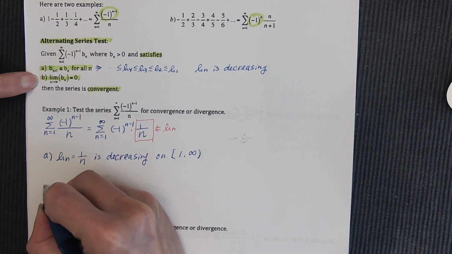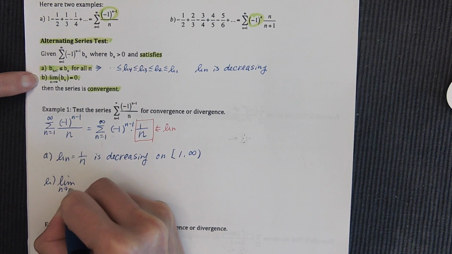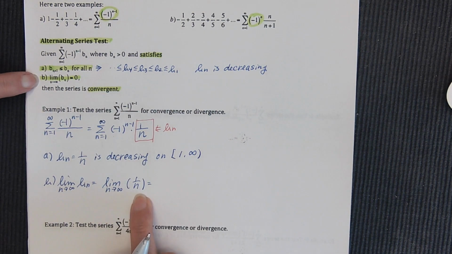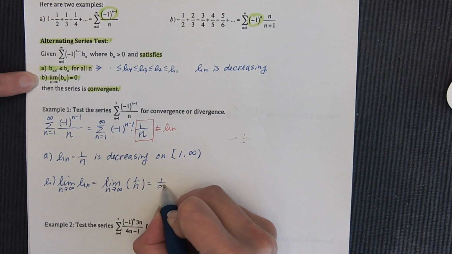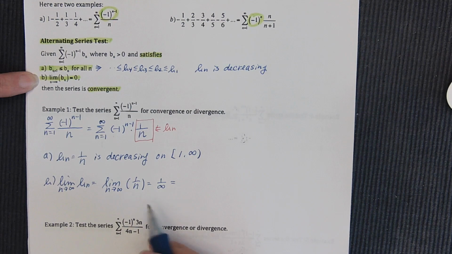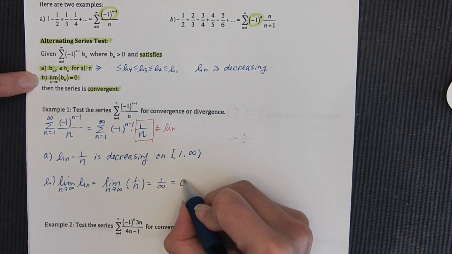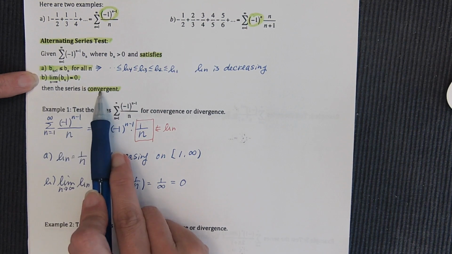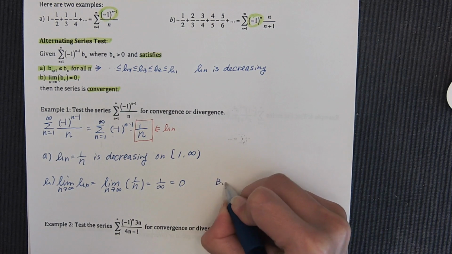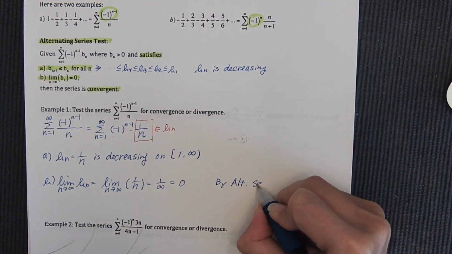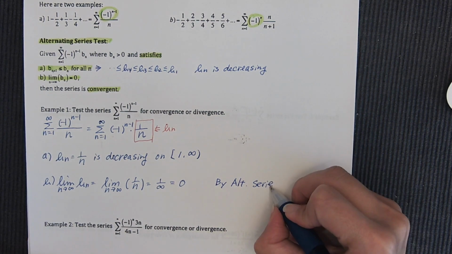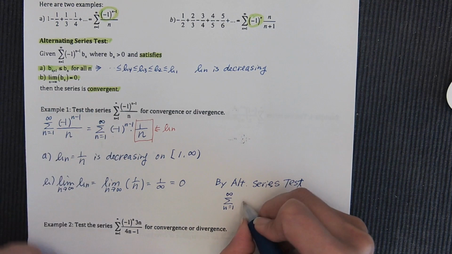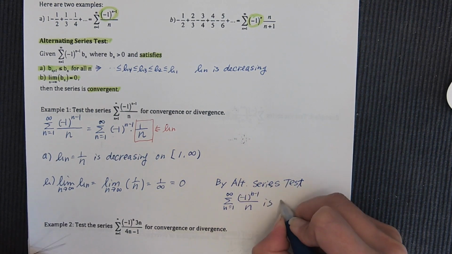Second, I have to check the limit. What's the limit as n goes to infinity of b of n? The limit as n goes to infinity of 1 over n. If n gets bigger and bigger, what's happening? 1 over infinity, which is what? I'm sure everybody knows it's 0. So the two things are checked. Then what's the final answer? It's convergent. So the answer is: by the alternating series test, the series sum from n equals 1 to infinity of negative 1 to the n minus 1 over n is convergent.